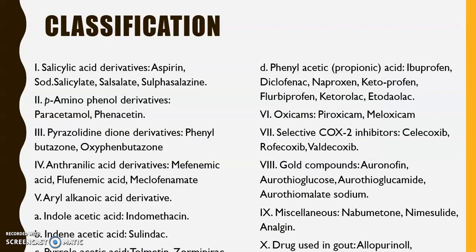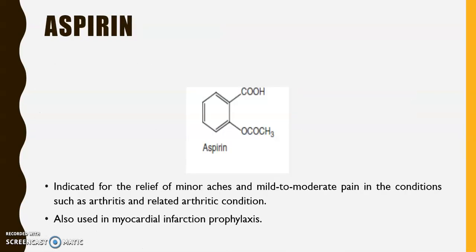So these are the classifications: salicylic acid derivatives, para-aminophenol derivatives, pyrazolidine dione derivatives, aryl alkanoic acids, indole acetic acids, oxicams, gold compounds, and drugs used in gout, etc. So we will see a few of the drugs.